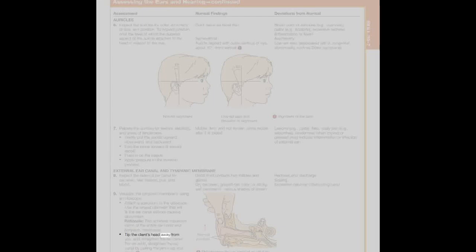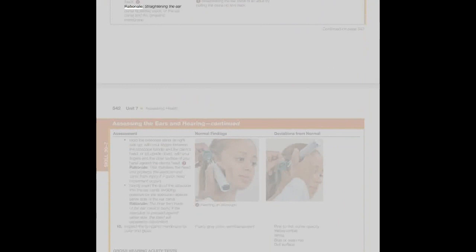Tip the client's head away from you and straighten the ear canal. For an adult, straighten the ear canal by pulling the pinna up and back. Rationale: straightening the ear canal facilitates vision of the ear canal and the tympanic membrane.